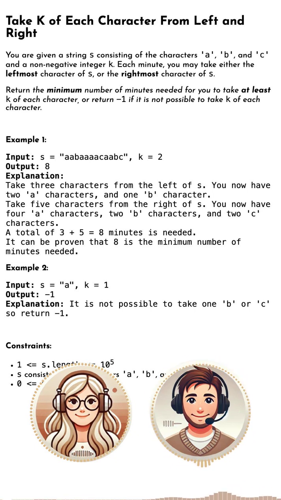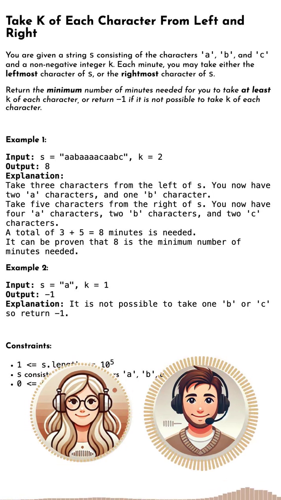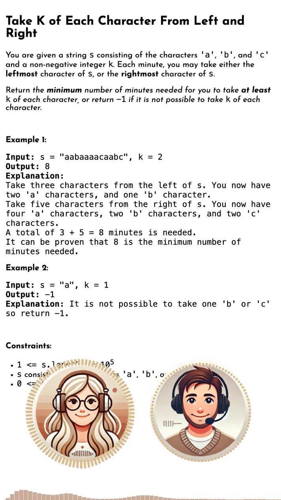So imagine you have a string of letters, just A, B, and C. Your challenge is to figure out the minimum number of steps it takes to grab at least K of each letter. Here's the catch. You can only pick from either end of the string, one character at a time. It's like you're choosing ingredients off a conveyor belt, but you have to get enough of each type. Exactly. And that's where it gets interesting.